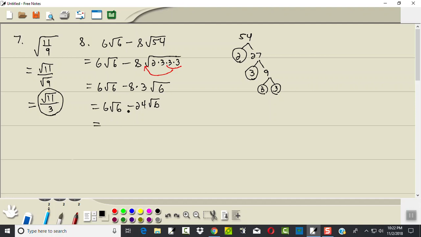Now you cannot add or subtract radicals if the radicals aren't the same. And notice these are both square root of 6 now, so they're the same. And if they're the same, you add or subtract the numbers in front. 6 minus 24 is negative 18 square root of 6. And that's our answer.